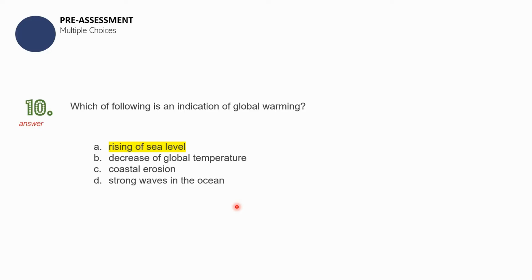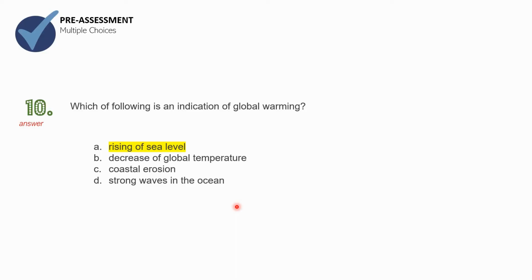Count the number of correct answers, and then record your score on the upper right-hand corner of your answer sheet. If you are using your science notebook, you may record it on the upper right-hand corner of the page where you wrote your answers to this pre-assessment. Let's continue. This ends the first part of this session.